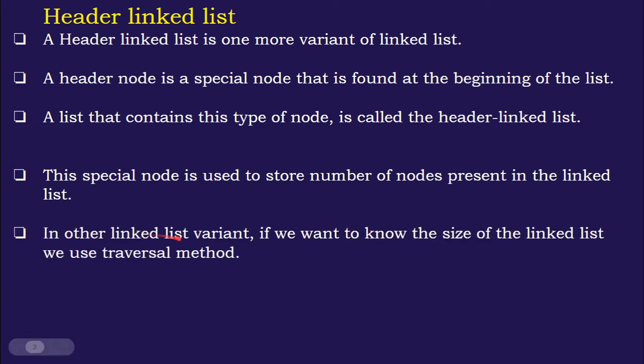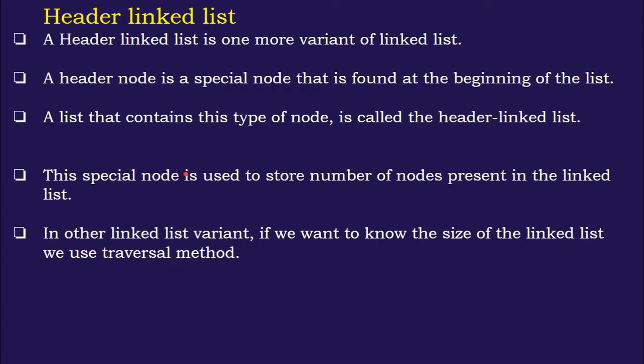In other linked list variants, if you want to know the size of the linked list, we use the traversal method. Actually, what is the traversal method? We have to visit all the nodes of the list. That is called the traversal method. So each node has to be visited once. Once you visit all the nodes of a particular list, we will be able to find the number of nodes in the list.